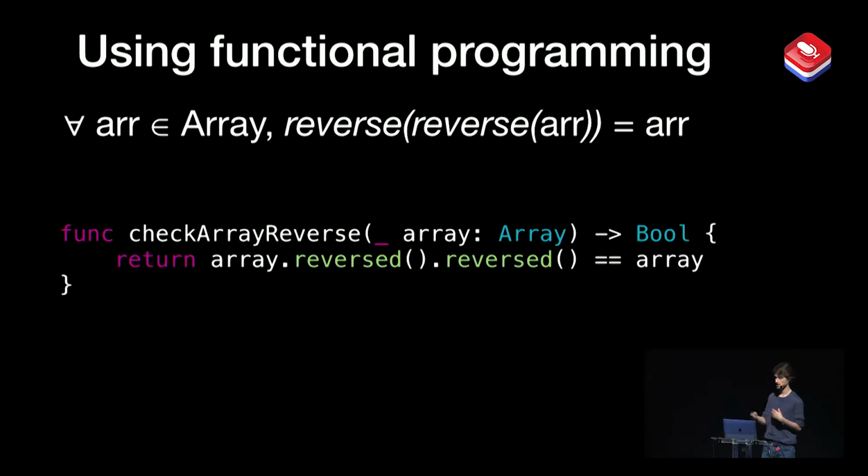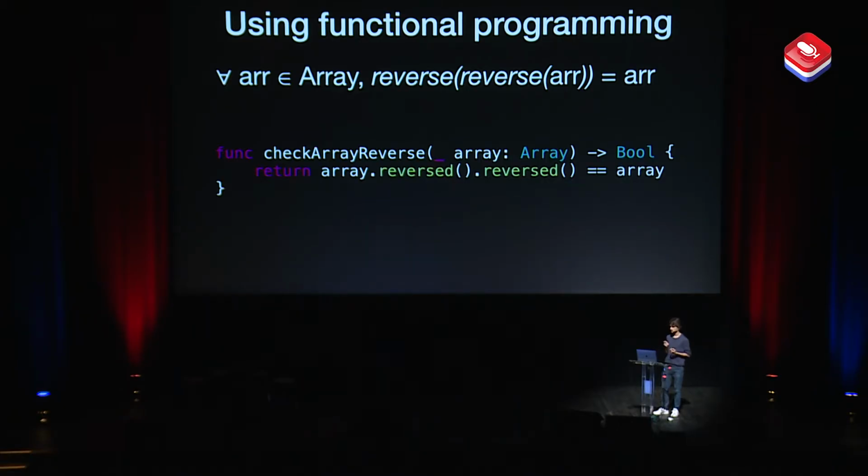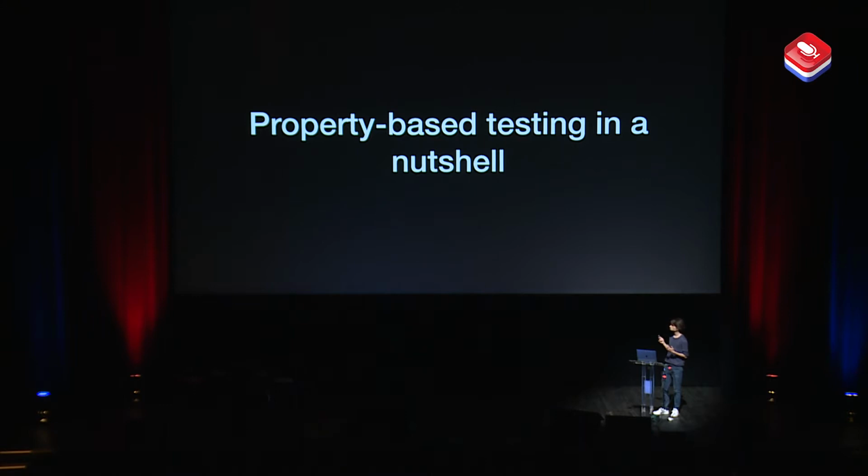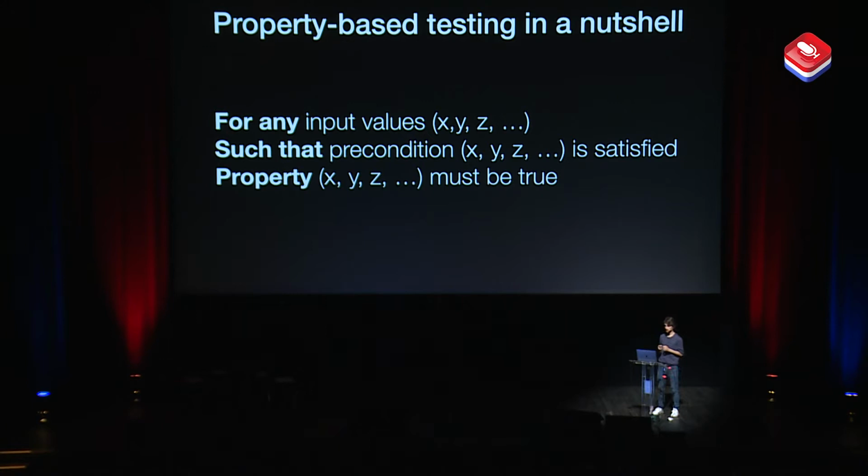Now, how can we have a testing engine operate on them and find edge cases? So what I'm going to do is show you property-based testing in a nutshell. What does it look like? Remember, for classic unit tests, we had these three words: given, when, then. Here is the same idea. We have three terms: for any, such that, and property.